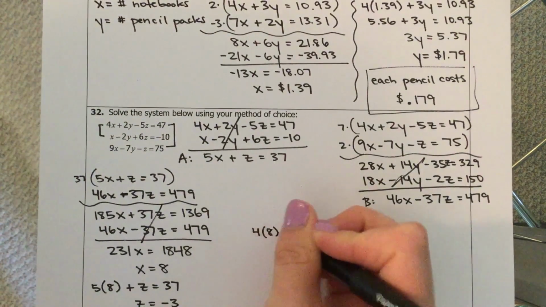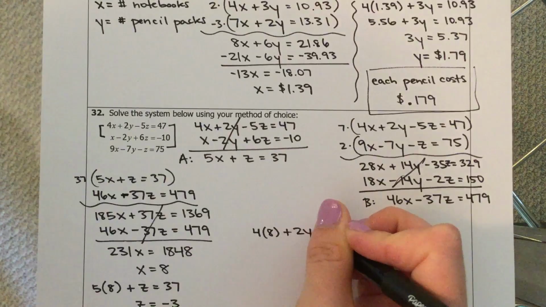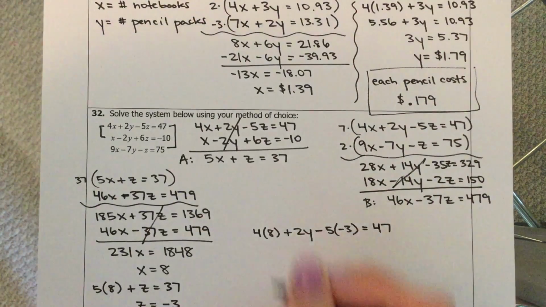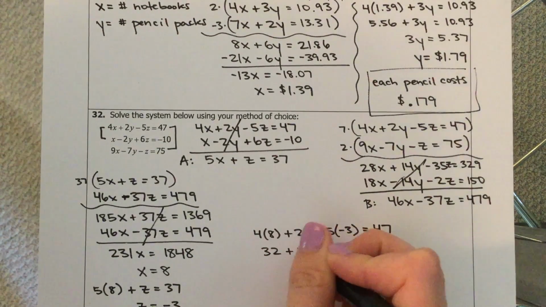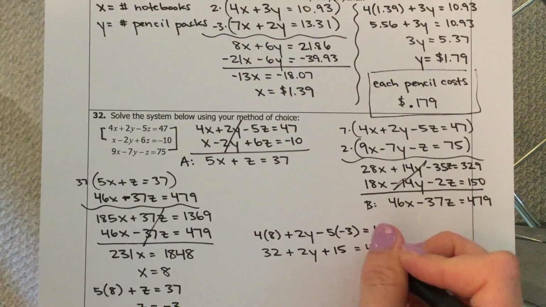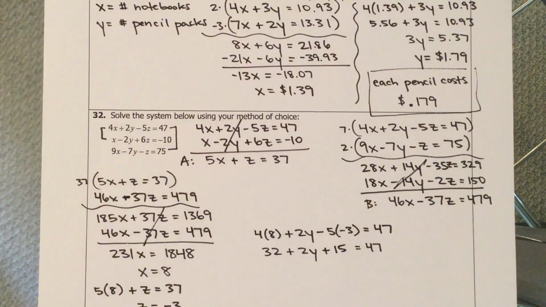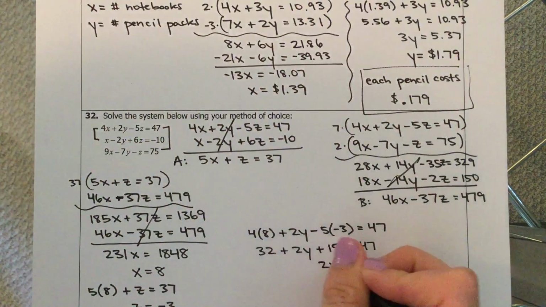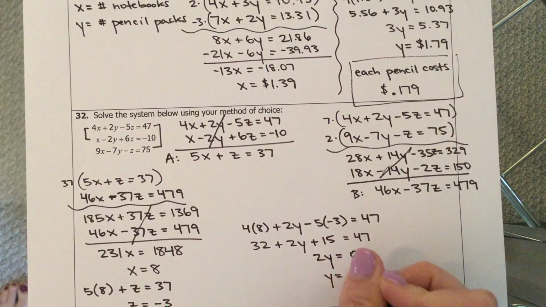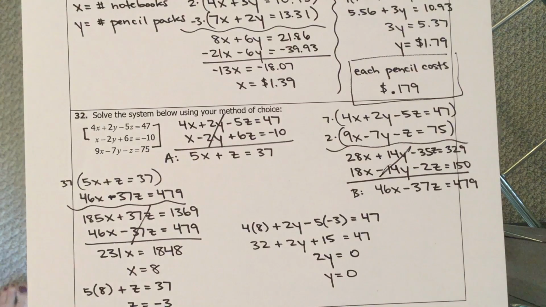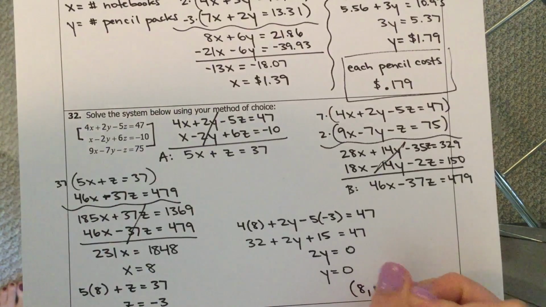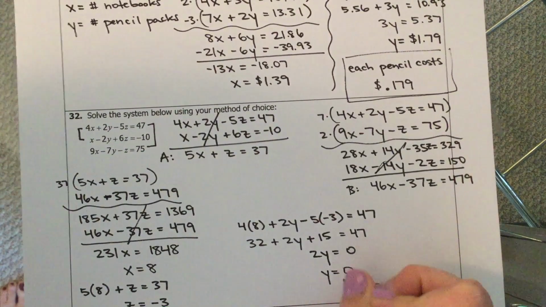So 4 times x plus 2y minus 5 times z is equal to 47. So 4 times 8 plus 2y, -5 times -3 equals 47. 32 plus 15 is 47, so if I subtract 47 from both sides, then I have just a 0 on the right, and divide both sides by 2, so 0 divided by 2 is 0. So make sure for your final answer you're writing your solution as an ordered triple. All right, so an ordered triple would be the x, then the y, and then the z.